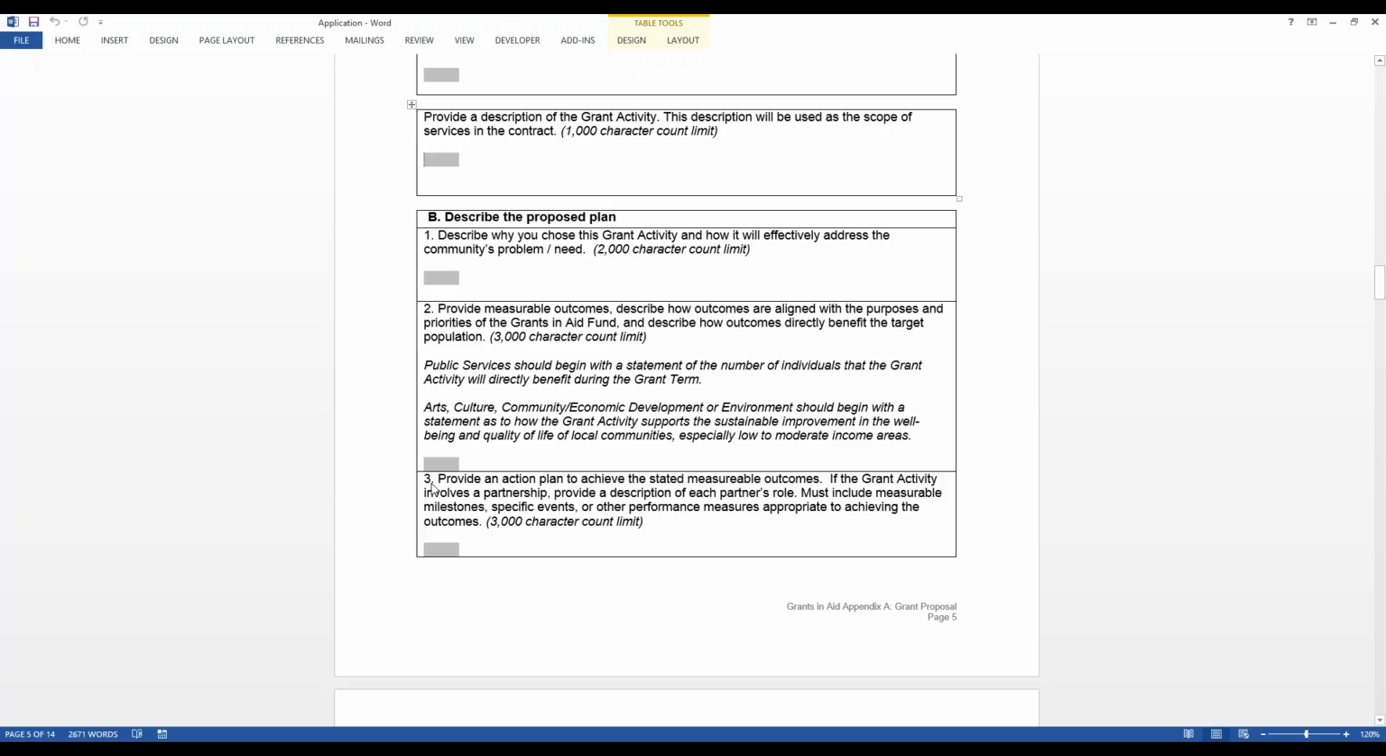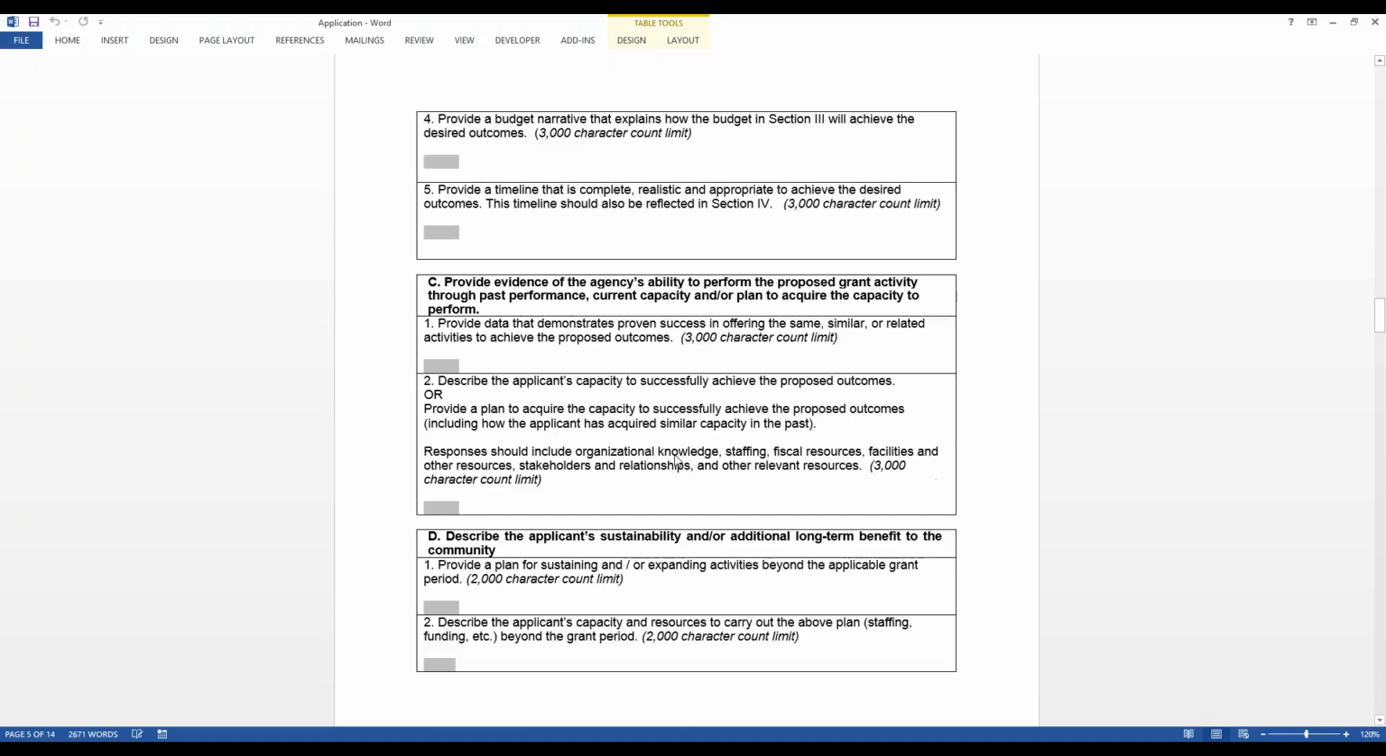Okay, moving on to section B3. So here you talk about how you're going to achieve it, what you're trying to do. If you have some partnerships, other agencies involved, talk about their role in achieving your outcomes. This answer will also tie to the schedule, which we will look at in a moment. So make sure that your narrative here addresses the same timeline that we will see in the schedule of your grant activities in the timeline.